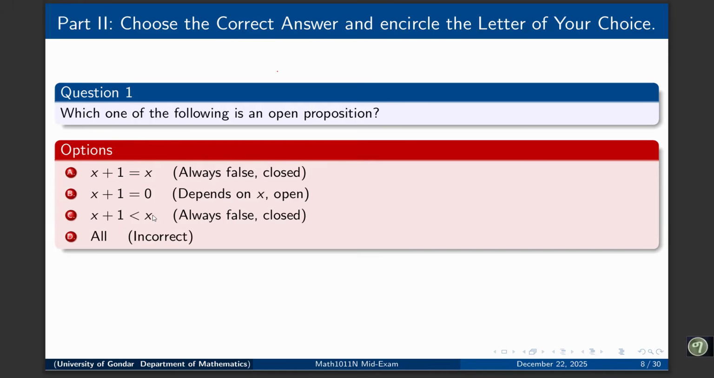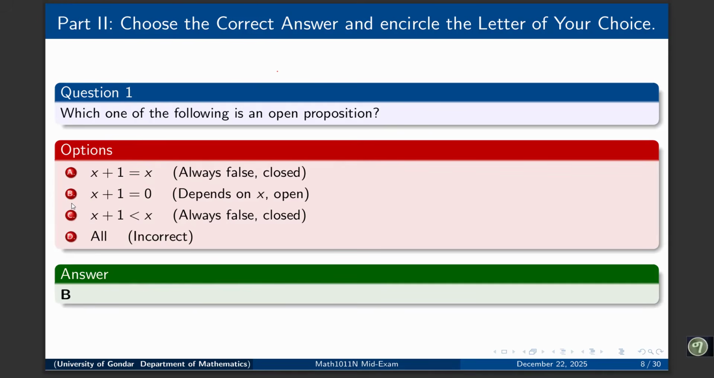And lastly, that is D. It says all of A, B, and C are correct. That is, they are open statements, which is incorrect. So the only correct open statement will be B, which is x plus 1 is equal to 0. So the answer for this question is alternative B, x plus 1 is equal to 0. It is open, but the rest are not open, or simply they are closed.